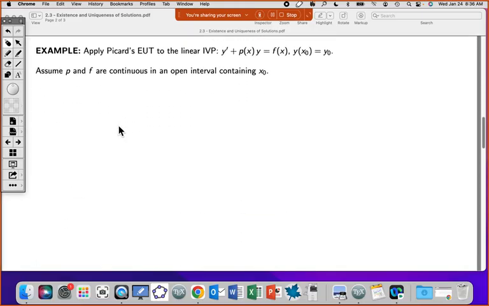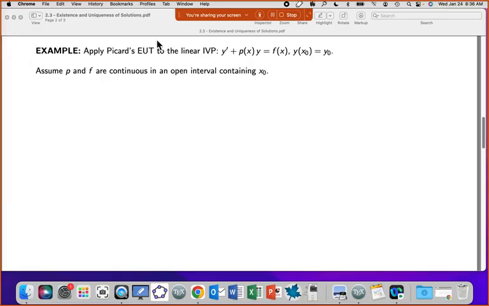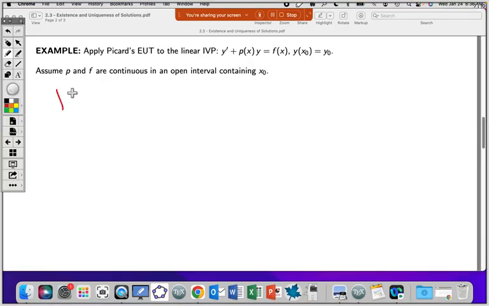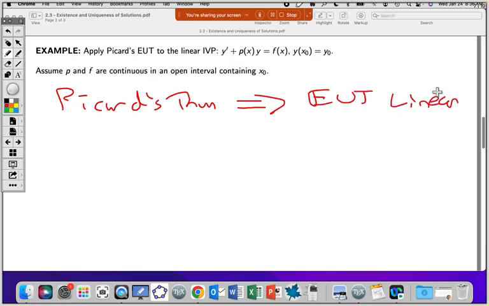So Picard, like I said, Picard's theorem is the big theorem. It's the theorem that works for the widest class of differential equations. But let's apply Picard's theorem to our scenario for linear equations, because we do have an existence and uniqueness theorem for linear equations. So basically, we're going to show that Picard's theorem will give us the existence and uniqueness for linear. But we're going to spend the rest of today and tomorrow looking at this and building it up, because there's a lot of good stuff to get from this.